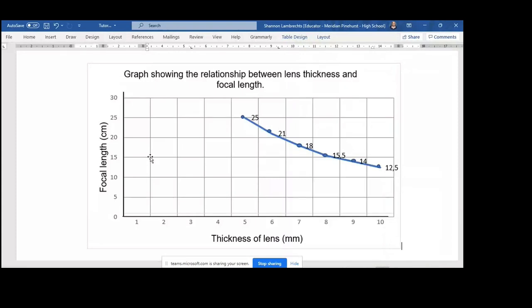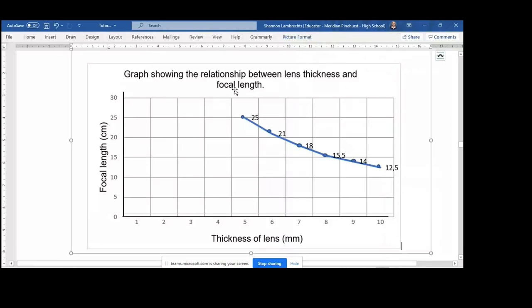Point number two is that your graph will have a heading, okay? And the heading in this graph will read graph showing the relationship between the lens thickness and the focal length. Now, if you don't know this, your heading must always have both variables in that title or in the heading. What variables am I talking about? The variables on the y-axis, which is the focal length, and the variable on the x-axis, which is the thickness. And you can clearly see it says lens thickness and focal length.